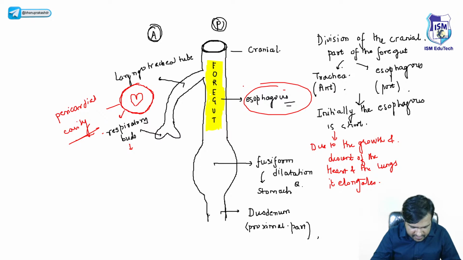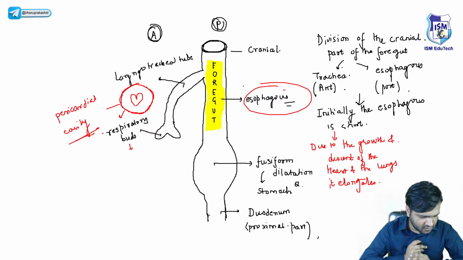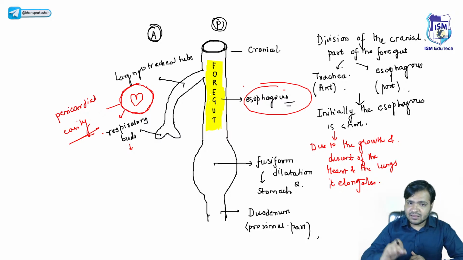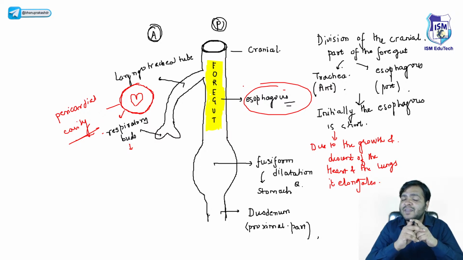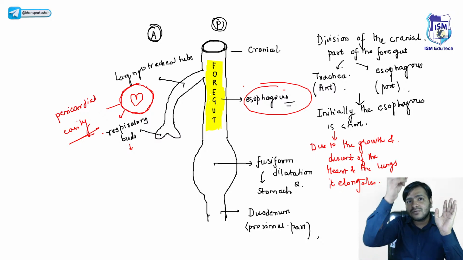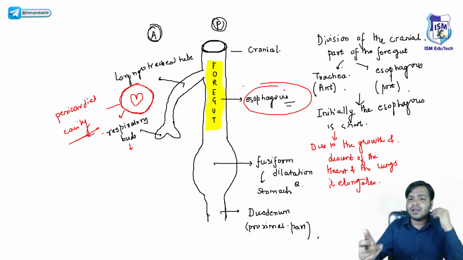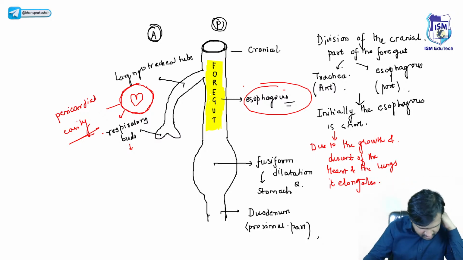I hope this particular structure is clear to everyone. So initially the internal part is obliterated by the epithelial cells, and later on those epithelial cells undergo apoptosis and because of that the space is created, and that is how the esophagus is formed. I hope this is clear to everyone.